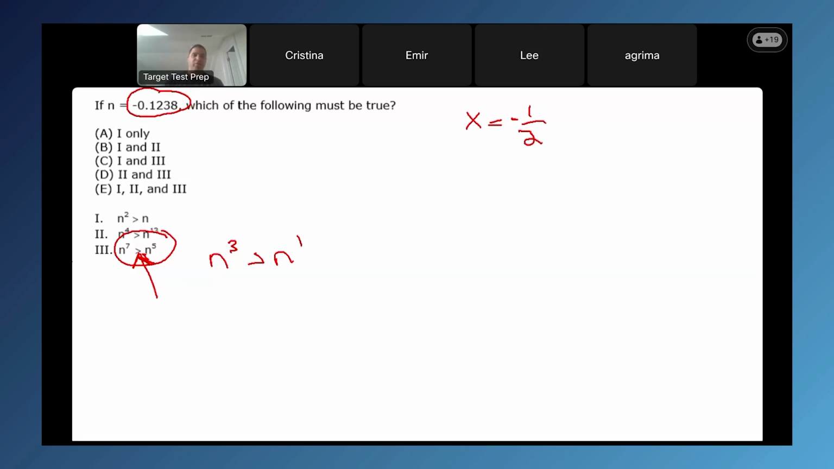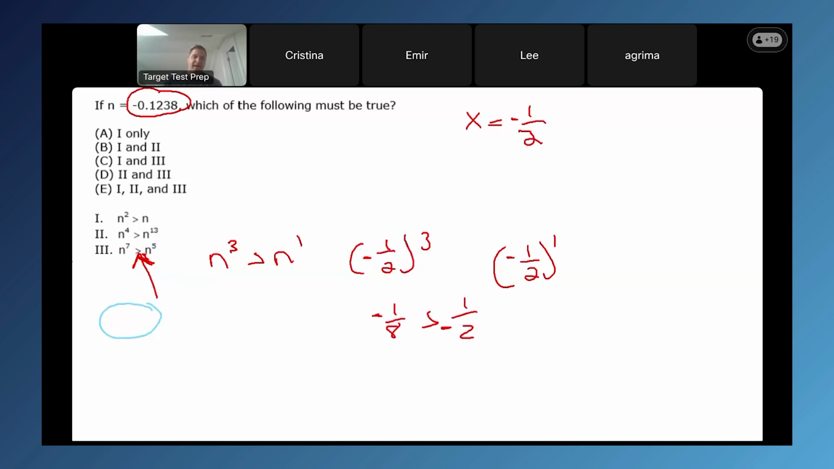So when you now test Roman numeral 3, you're saying -1/2 to the third, and you're saying -1/2 to the first. Is -1/8 greater than -1/2? Well, the answer is it is greater because it's closer to 0 on the number line, right? So therefore, Roman numeral 3 is correct. But again, notice I had to do less math using these values than these values. Does that make sense to everybody here?